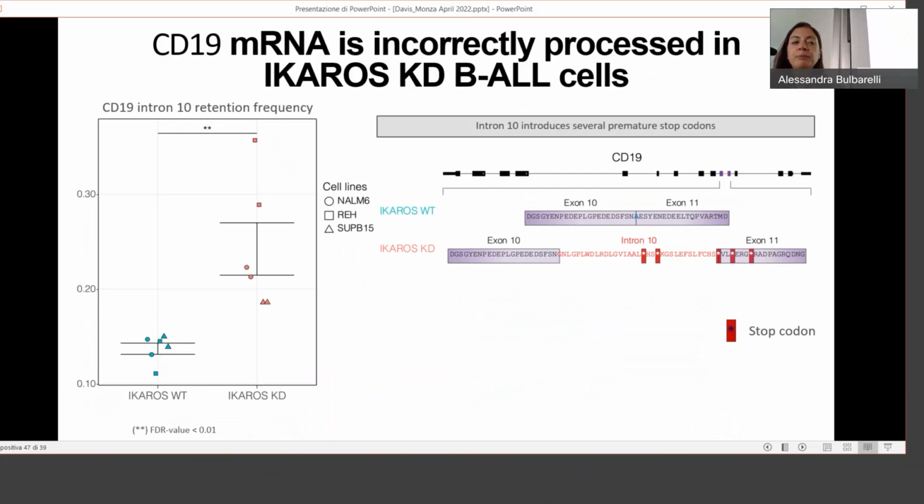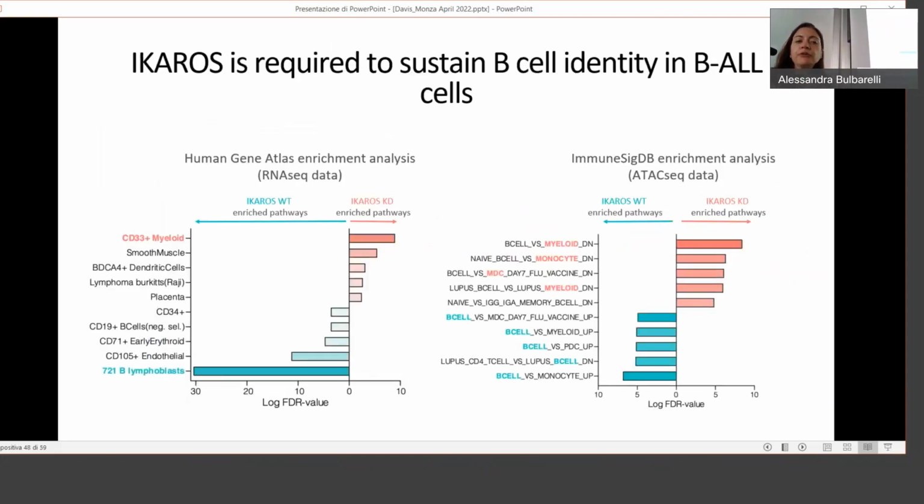And indeed, when Pablo went back and looked at splice isoforms and variants in his knockdown cells compared to wild type, we could see that there was a higher frequency of CD19 retention of intron 10, which would be a mis-splicing isoform, and would result in the premature expression of a stop codon in CD19. So potentially suggesting that 19 could be turned over faster, which is something he's working on asking experimentally. But also, if we look more globally at the RNA-seq and the ATAC-seq data, we also found that the Ikaros knockdown cells, not unexpectedly, seem to have more genes that are associated with myeloid lineage.